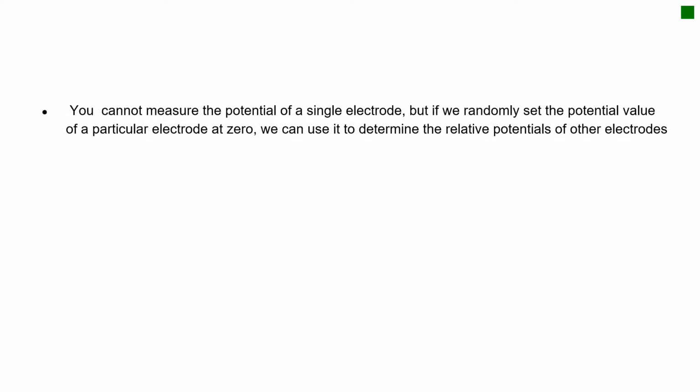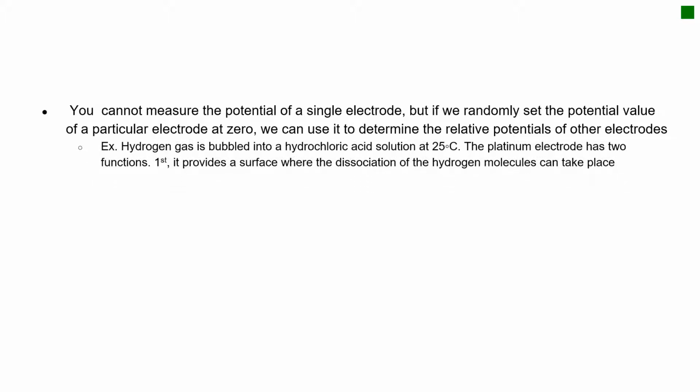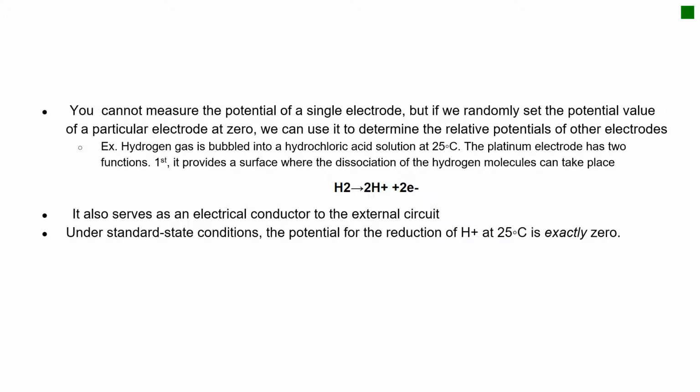So you cannot measure the potential of a single electrode, but if you were to randomly set the value of a particular electrode as 0, then you could use it to determine the potentials of the other electrodes. For example, hydrogen gas is bubbled into a hydrochloric acid solution at 25 degrees Celsius, so the platinum electrode then has two functions. First, it will provide a surface where the dissociation of the hydrogen molecules can take place. So here it is, and then it would also serve as an electrical conductor to the external circuit.